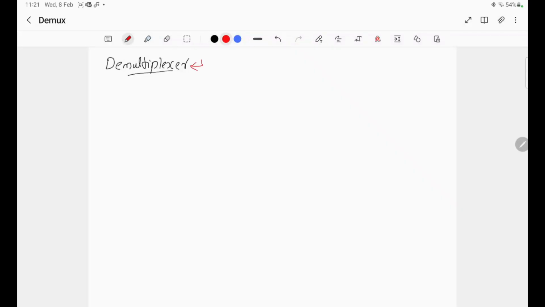A demultiplexer is a device, or a combinational logic circuit, designed to switch one common input line to several separate output lines. If I draw the logic symbol for a demultiplexer, we can see that it has only one input. Let this be the input. Input is represented as I.